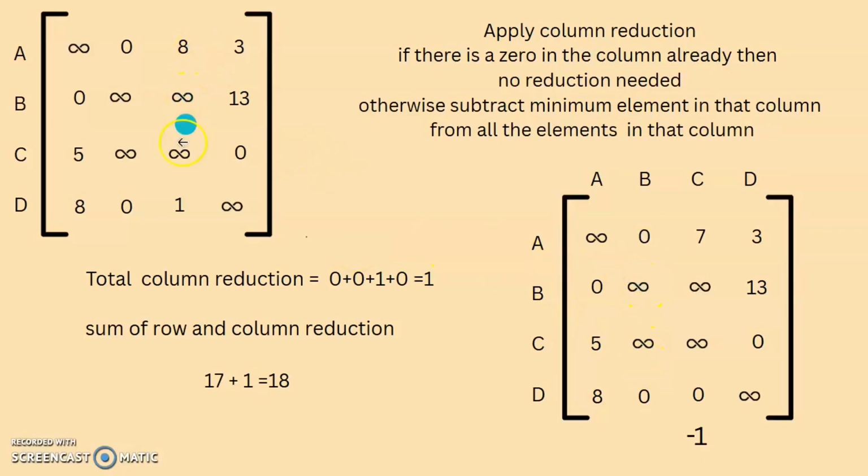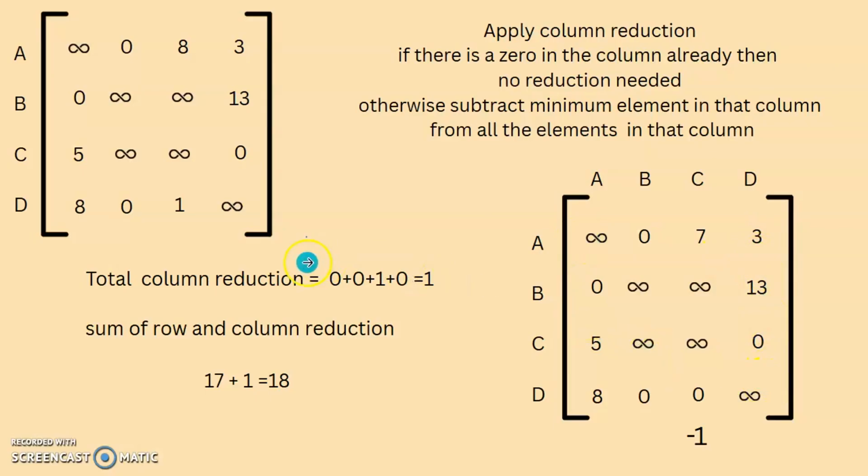But for the third column, there is no 0 here. So what is the minimum element? 1. So subtract 1 from all the elements of this particular column. So 8 minus 1, 7. Infinities will be as they are. 1 minus 1, 0. For the fourth column, there is a 0 already in that column. So there is no column reduction required. You copy the elements as they are.